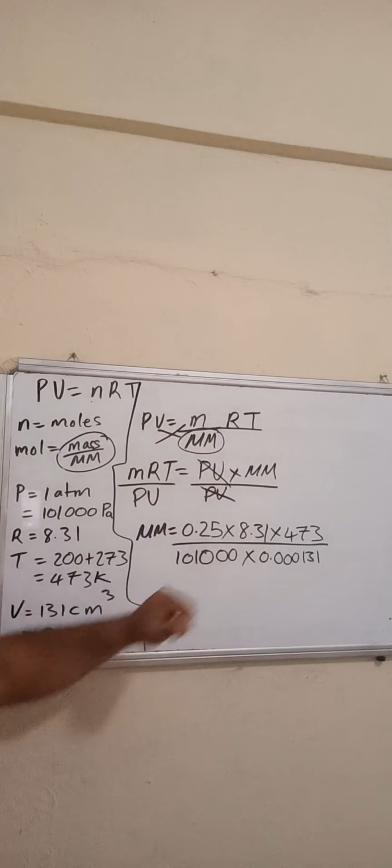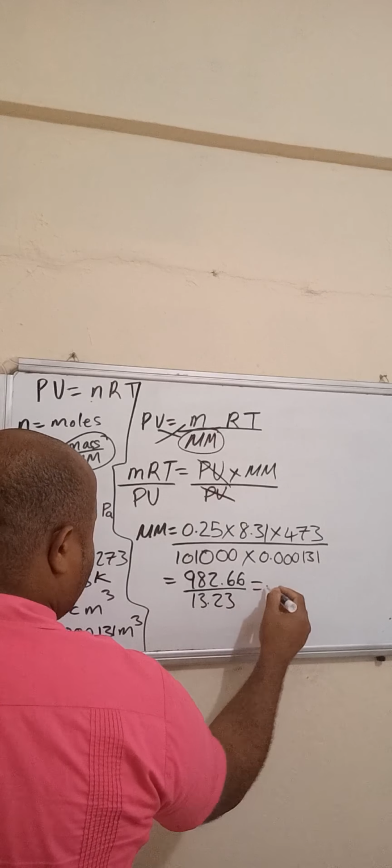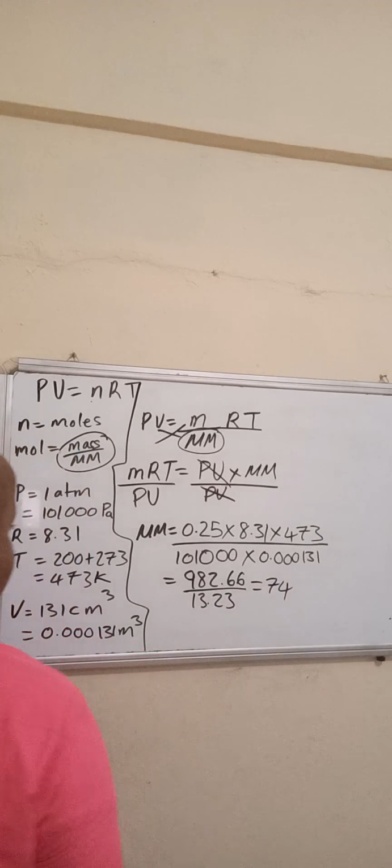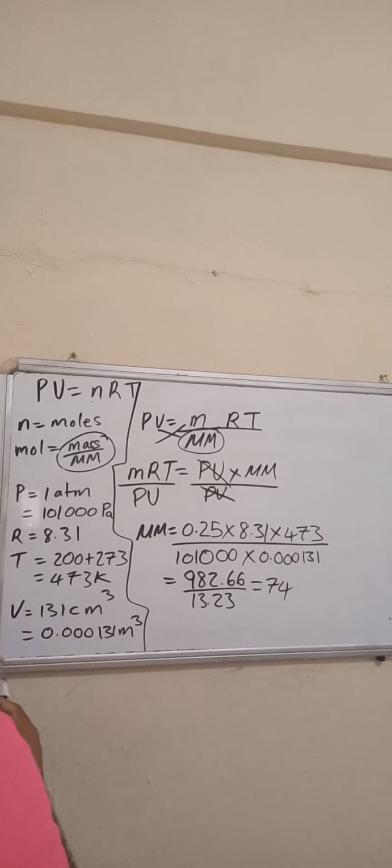And you should get 982.66 divided by 13.23. You should get 74 as your answer. So the molar mass of the compound is 74. So that is how you would do it.